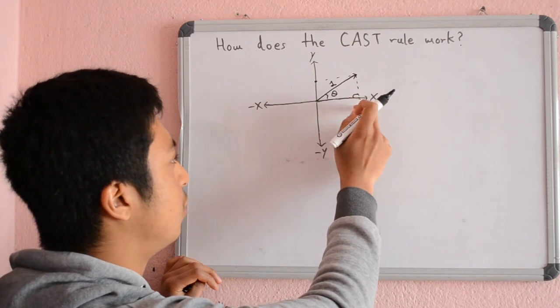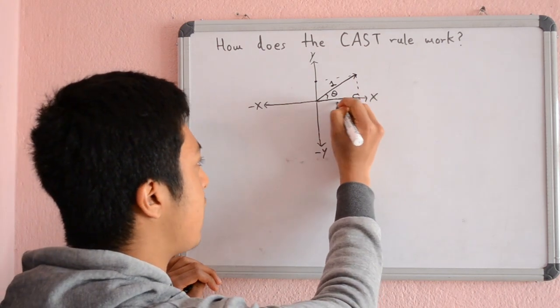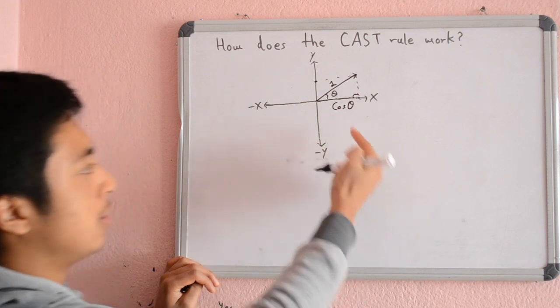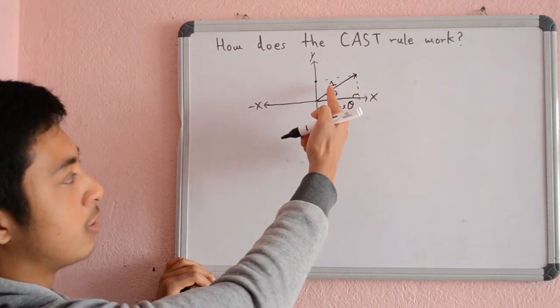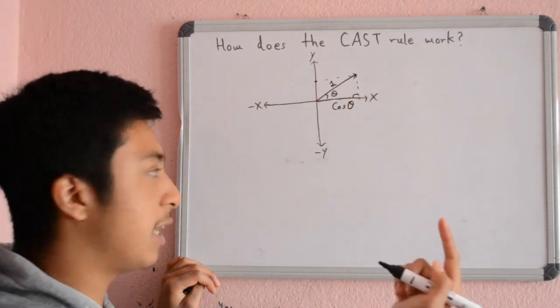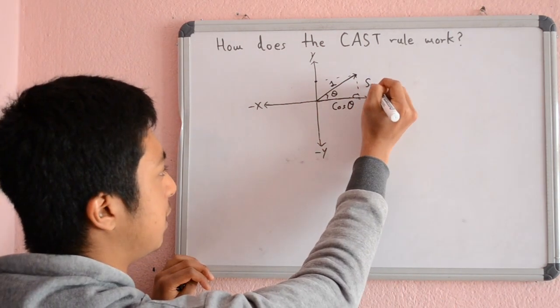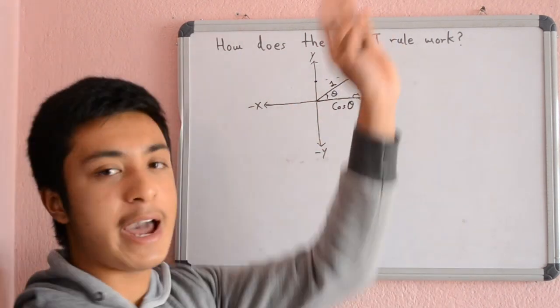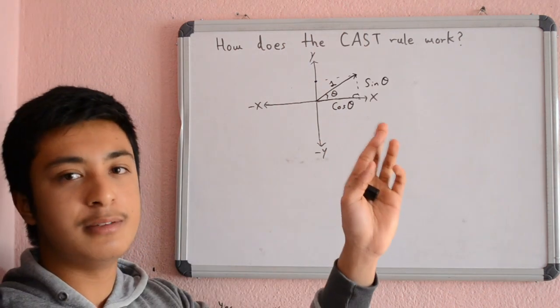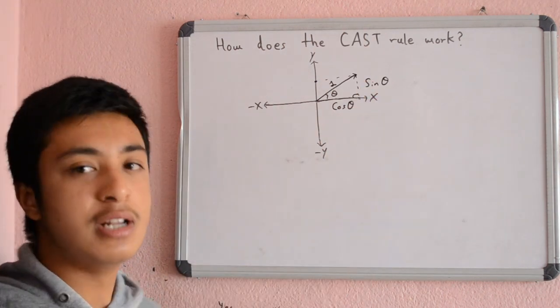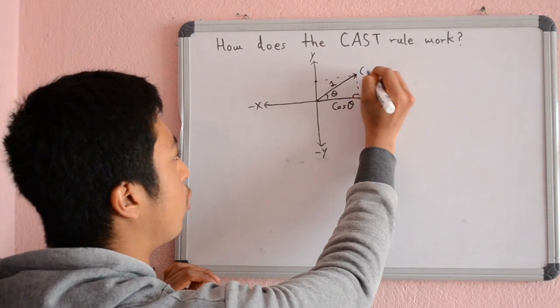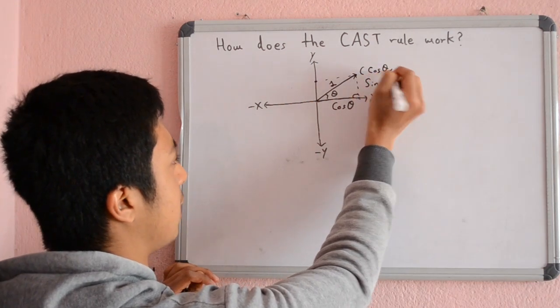So this part will just be cosine of theta, because base by hypotenuse, base will be just cos theta. And similarly, the y value will be sine theta. Perpendicular by hypotenuse is sine theta, perpendicular will be sine theta. So that means the coordinate over here is cos theta, sine theta.